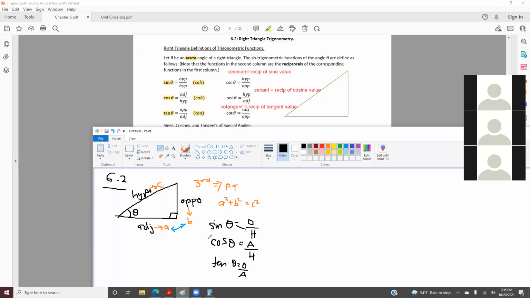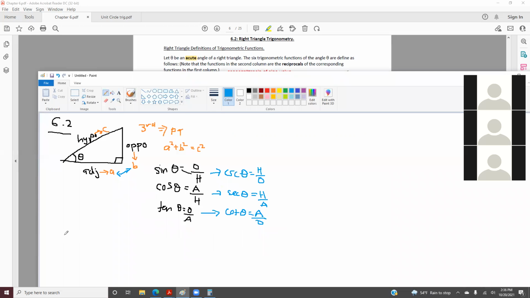Once you know sine is opposite over hypotenuse, then we know the cosecant, which is the reciprocal of sine. You flip it. So cosecant theta in this case will be hypotenuse over opposite. Secant theta, which is the reciprocal of cosine, you flip it, is hypotenuse over adjacent. And then cotangent is the reciprocal of tangent. You flip it, it's adjacent over opposite. You guys got what I mean here?